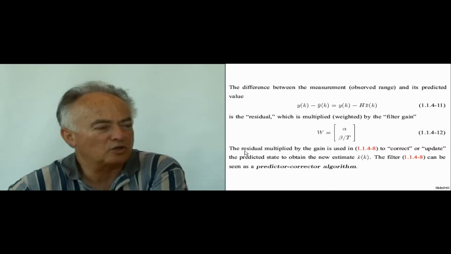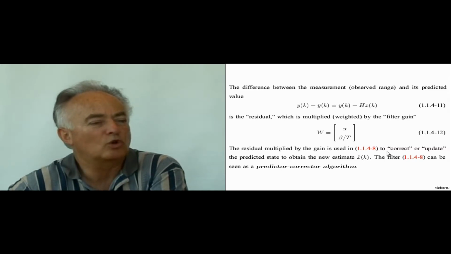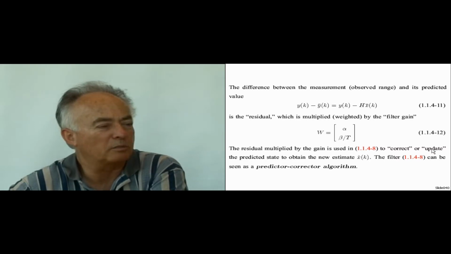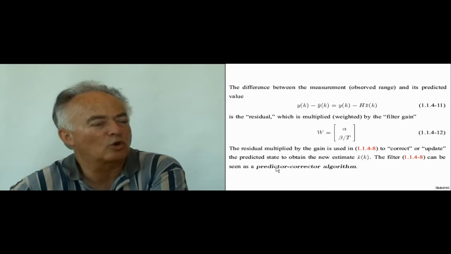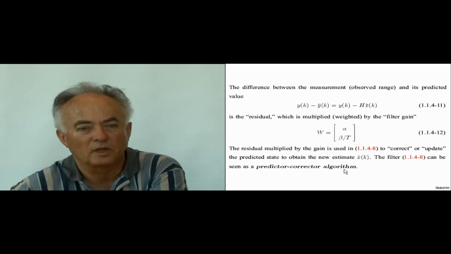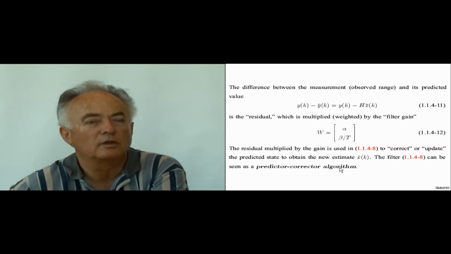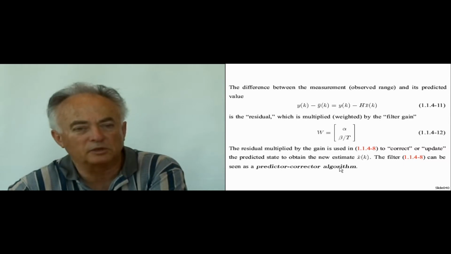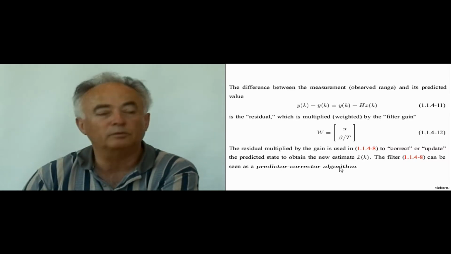So this residual will be multiplied by the gain W, and will correct or update the predicted state to obtain the new estimate. So our filter really can be seen as a predictor-corrector algorithm. You predict, you correct. After you get a measurement, again you predict, and again you correct or update.